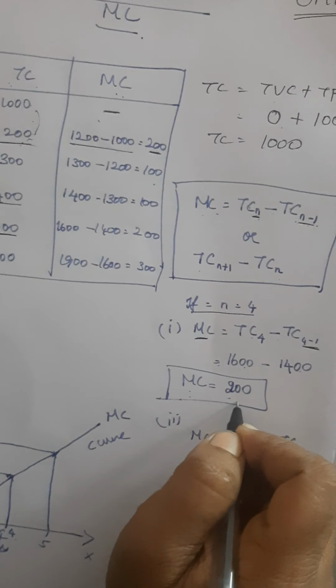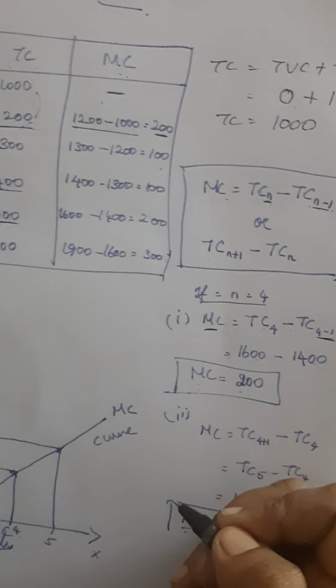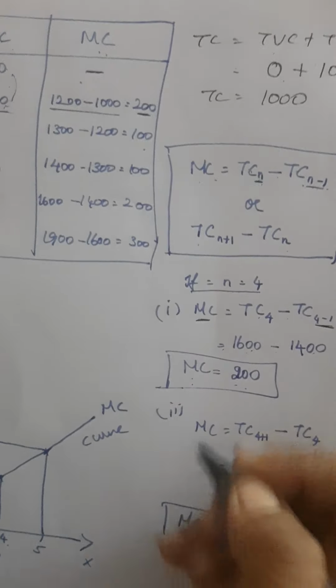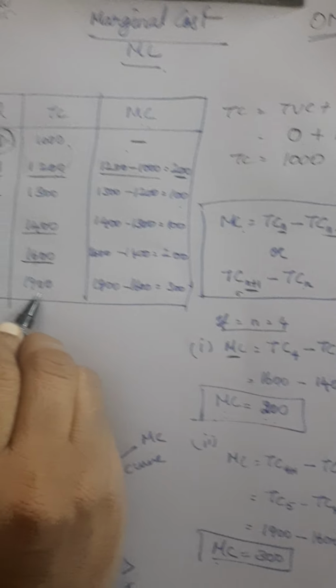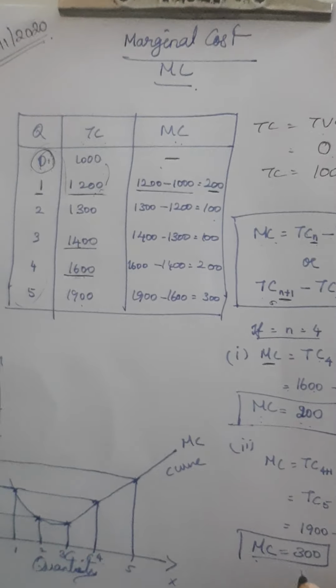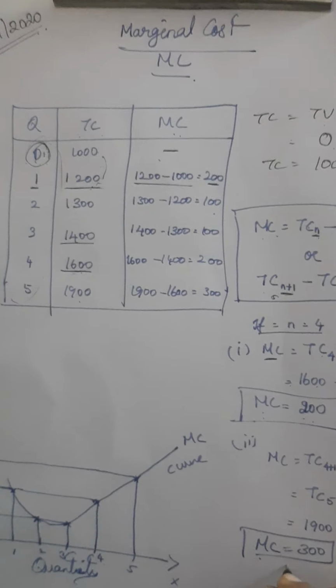MC is 200. In the other method, when you are adding, you can find the next one alone, okay. Because here they have given n plus 1. n plus 1 means 5. TC5 minus TC4. TC5 is 1900 minus 1600. We got the MC as 300.